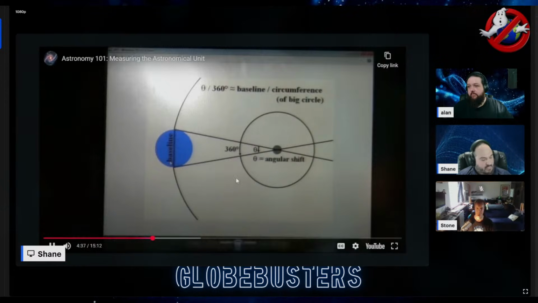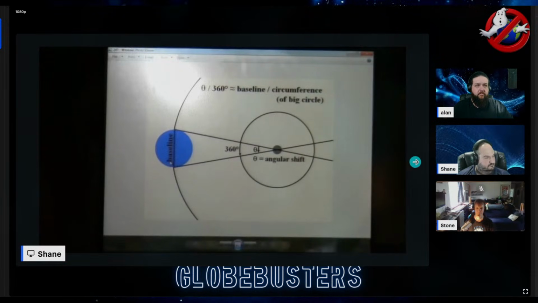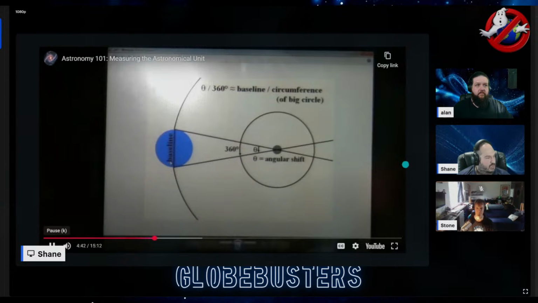The experiment with the finger, where you put your finger in front of your face and close one eye, and then shift to the other eye. The distance between your two eyes is the baseline in that example, and you're looking at your finger, which is the distant object. In this case, we're measuring the distance to Venus, so the gray dot over here, consider that Venus.